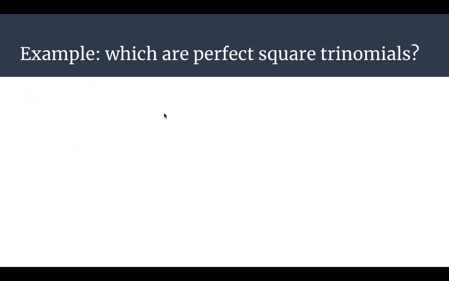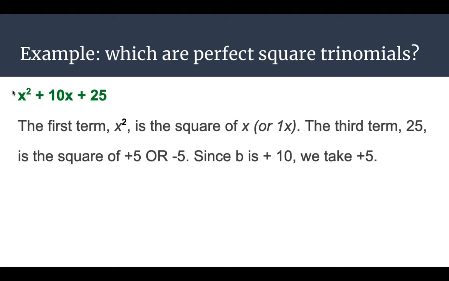So let's take a look at the first one. We have x squared plus 10x plus 25. Take a look. The first term, x squared, is the square of x, or 1x. Remember, sometimes we can have an a value in front of the x. If there's not a number there, it's 1. So 1x. The third term is the square of plus 5 or negative 5. And that's really important to remember when we're dealing with squares: you can take the positive version, but you can also take the negative version.